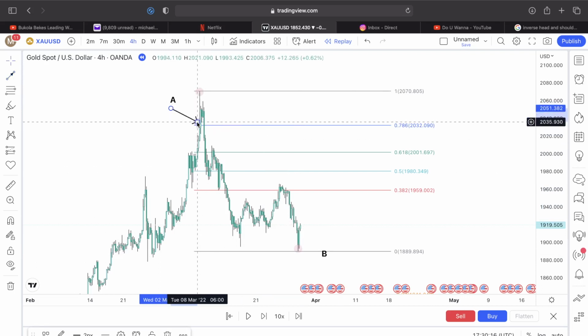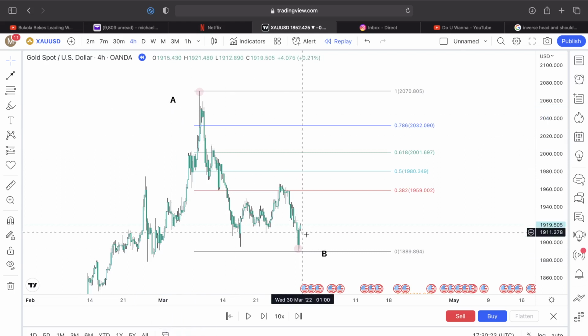Now we're on a downtrend, so we're anticipating sells. We want to place some sell orders, and that's what we're going to do.